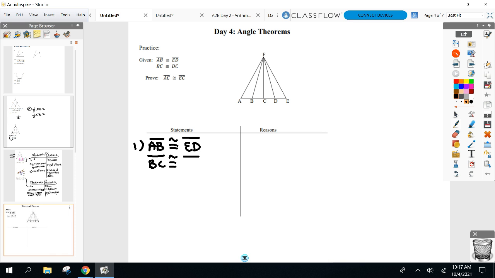Look at your proof statement. How do I get to the givens? Look at the proof statement. How do I get to the givens? Mark your diagrams, get in that habit, hash marks.